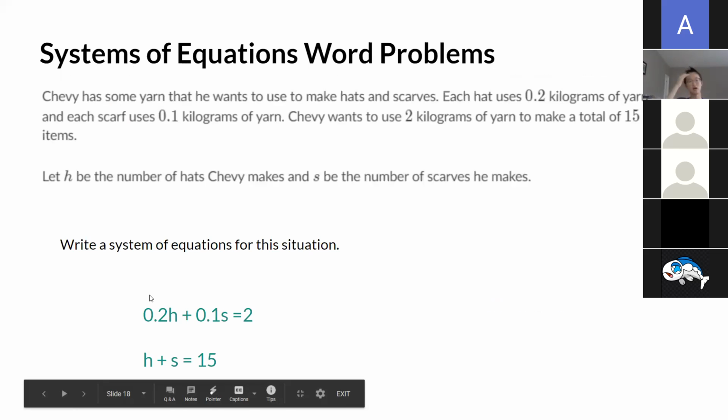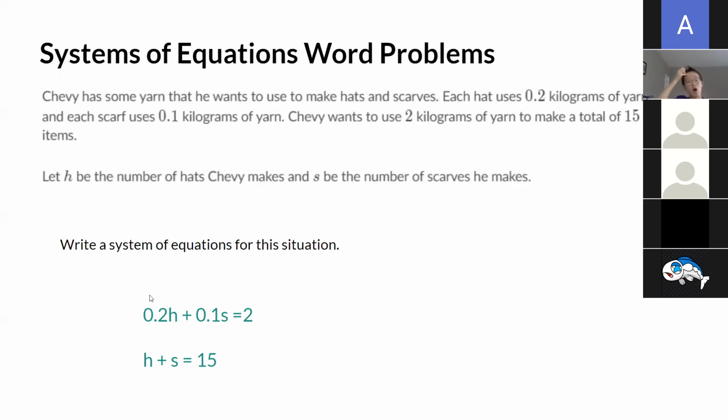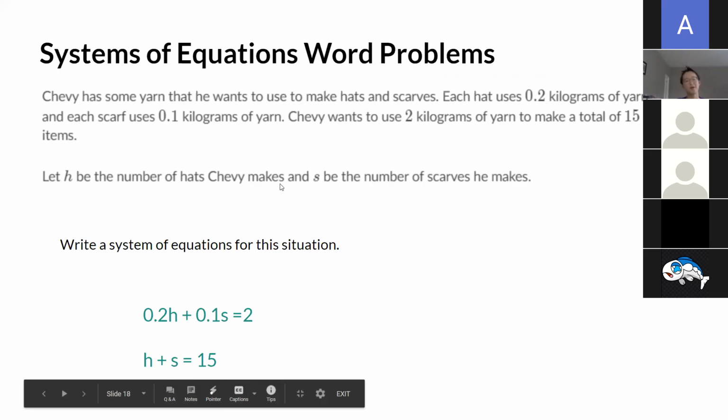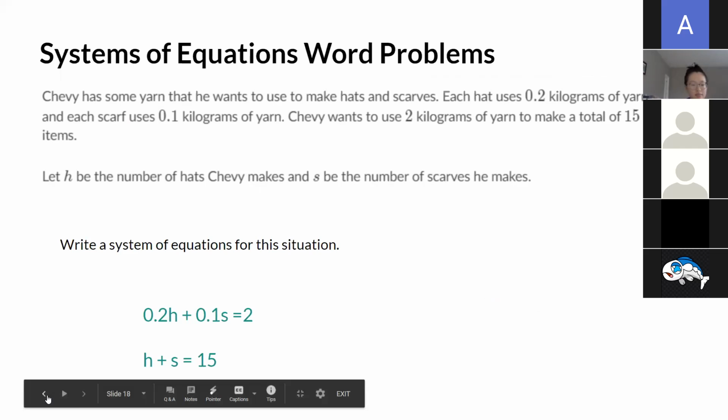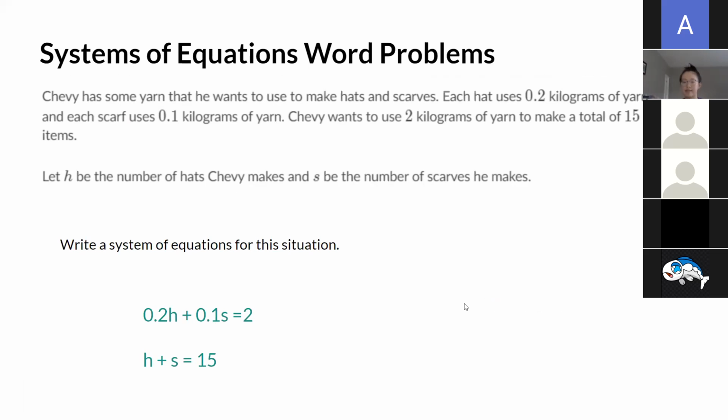So now we're just going to move on to systems of equations, word problems. The question is: Chevy has some yarn that he wants to use to make hats and scarves. Each hat uses 0.2 kilograms of yarn, and each scarf uses 0.1 kilograms of yarn. Chevy wants to use 2 kilograms of yarn to make a total of 15 items. Let H be the number of hats Chevy makes, and S be the number of scarves he makes.